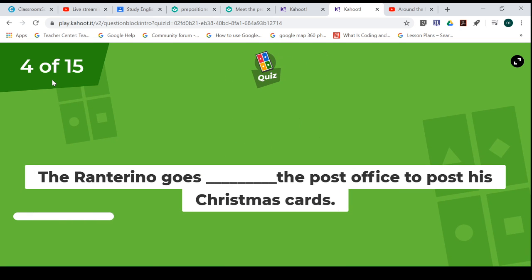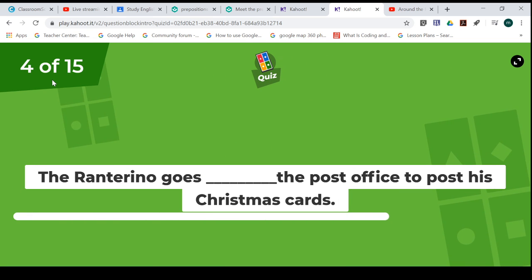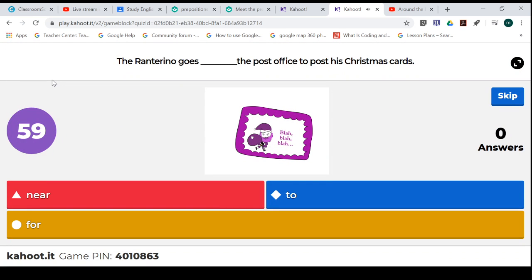Question 4. The Ranterino goes the post office to post his Christmas cards. I think this is pretty easy, isn't it? Well, what do you think, guys? Is it near, 4, or 2?